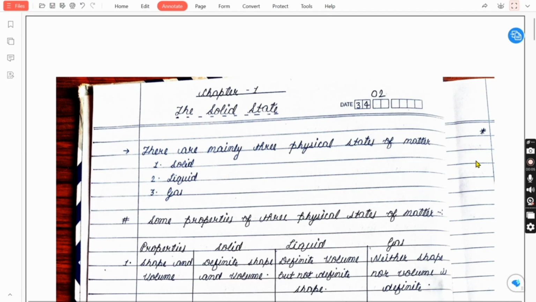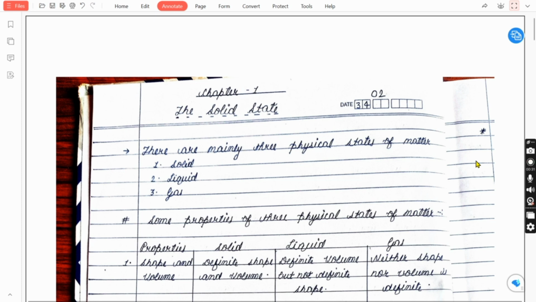Welcome to this video. In this video, we are going to start the very first chapter of physical chemistry, solid state. This chapter will be covered in a series of lectures which will come in parts. This will be the very first part, part 1. And likewise, we will have a lot of upcoming parts for each of the chapters of chemistry. From this video, we are going to start with the very first chapter, solid state.